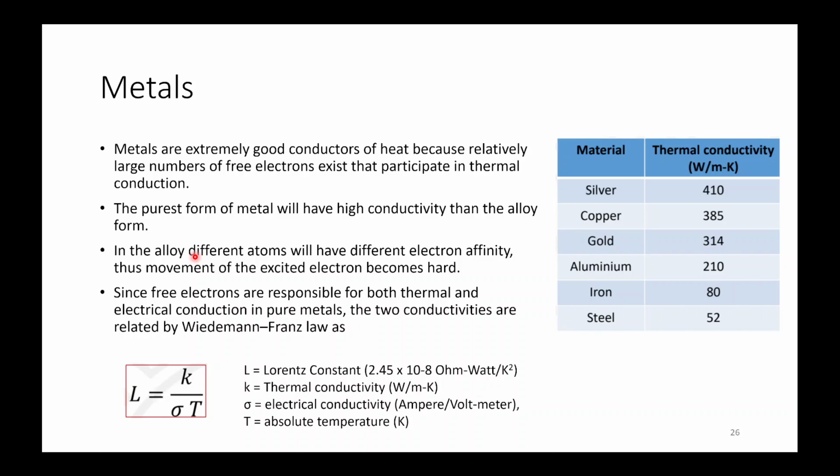And since free electrons are responsible for both thermal and electrical conduction in pure metals, the two conductivities are related by the Wiedemann-Franz law, and this law states L equals K upon sigma T. L is the Lorenz constant, K is thermal conductivity, sigma is electrical conductivity, T is absolute temperature. Now these two are related because both of these depend on the free electrons that are present.